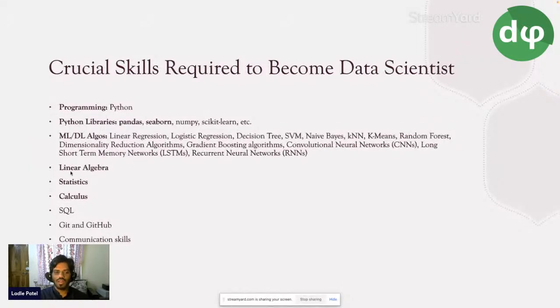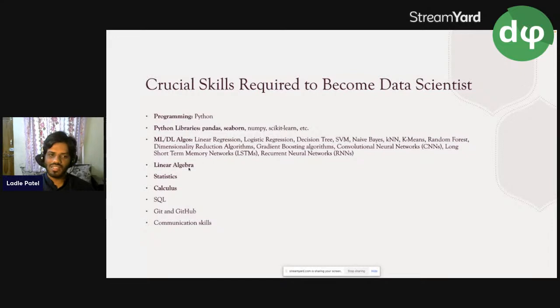Understand the linear algebra behind that linear regression. Understand the statistics behind that linear regression. Understand the calculus behind that linear regression. That's enough. Linear algebra itself is a very big topic, and people do specialization in that topic itself. Statistics itself is a big topic, and people again do a specialization in that area. Calculus itself is a big topic in mathematics, right? So again, people do specialization in that area.